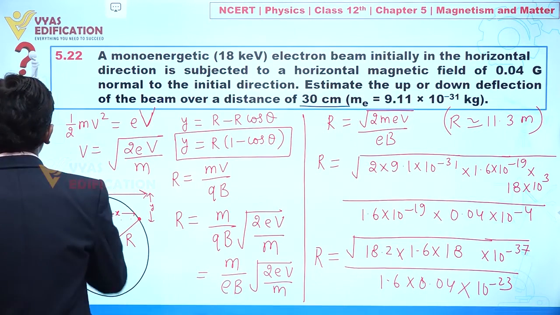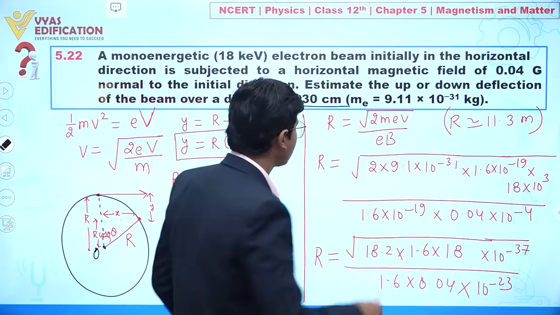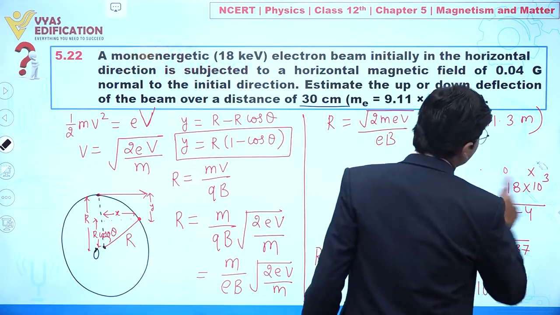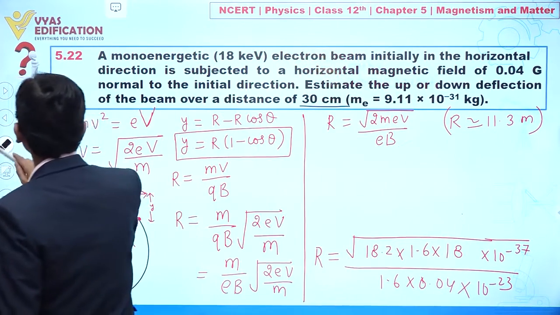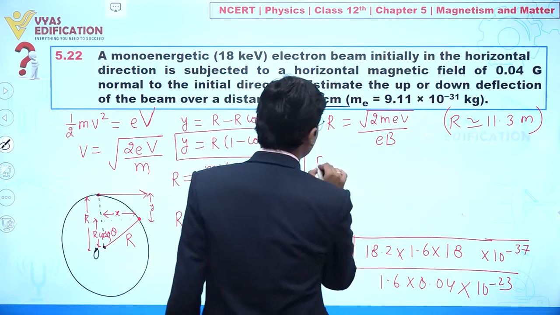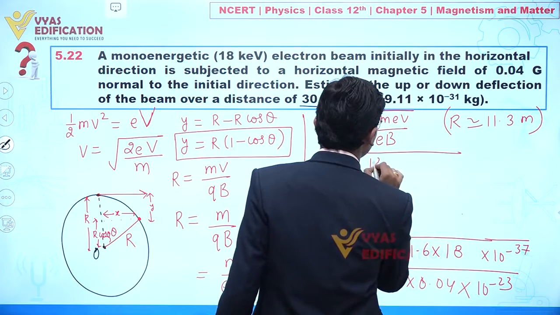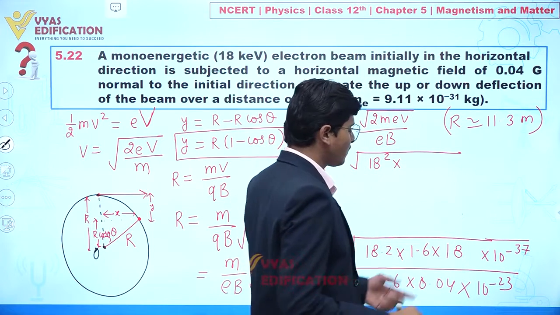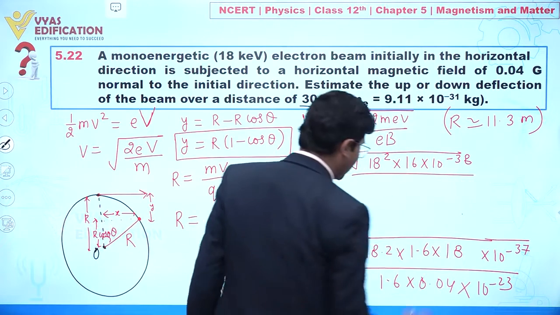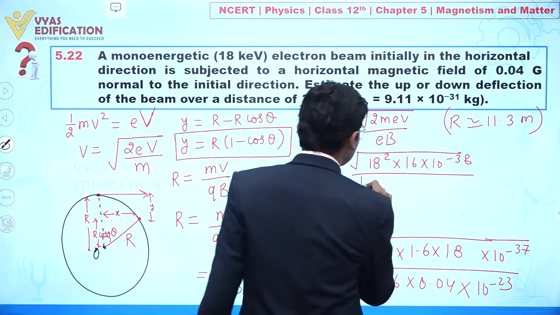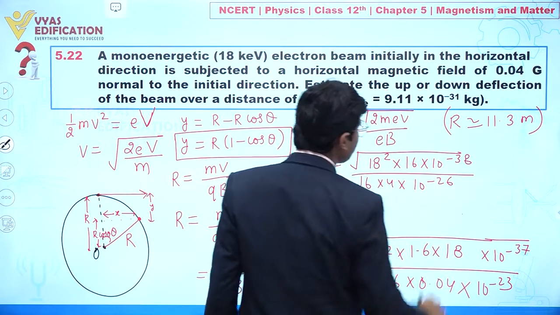Clear? Sometimes students say, sir, please do some calculation. So okay, we can do some calculation. I am just giving you a rough idea, but let's do some calculation here. The value of R we can write like this: I am just assuming 18 multiply 18, so this is 18 square multiply 1.6. This is 16 into 10 to the power minus 38 divided by 1.6. So directly write here 16 into 4 into 10 to the power minus 3. This is 10 to the power minus 26.